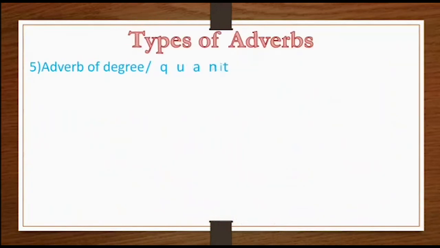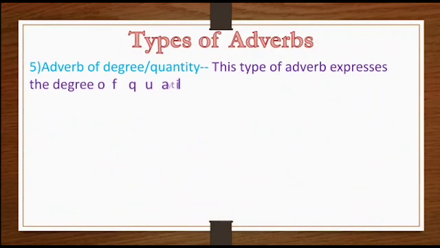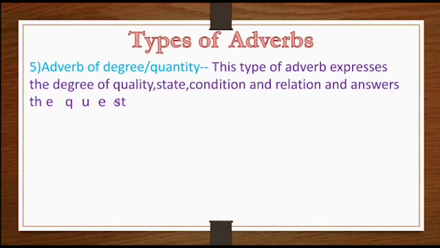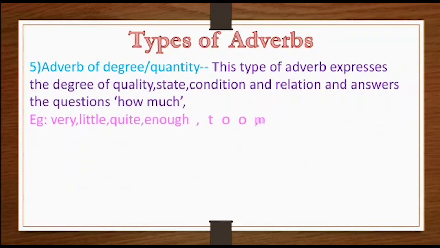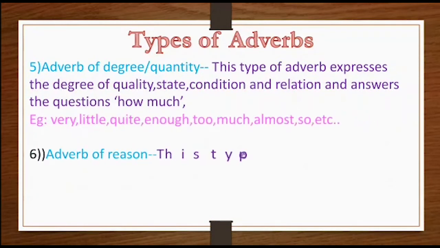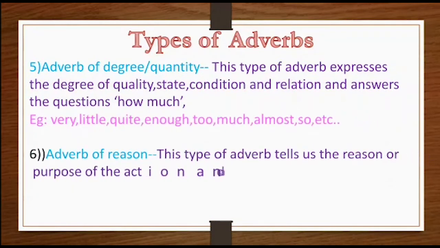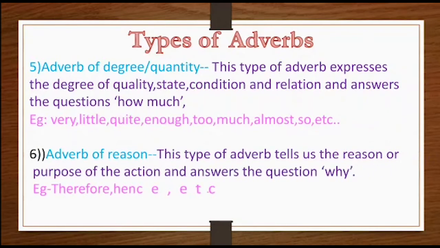Let's learn about the adverb of degree or quantity. This type of adverb expresses the degree of quality, state, condition, and relation and answers the question how much. For example, very, little, quite, enough, too much, almost, so, etc. And what about the adverb of reason? Adverb of reason tells us the reason or purpose of the action and answers the question why. Therefore, hence, etc.